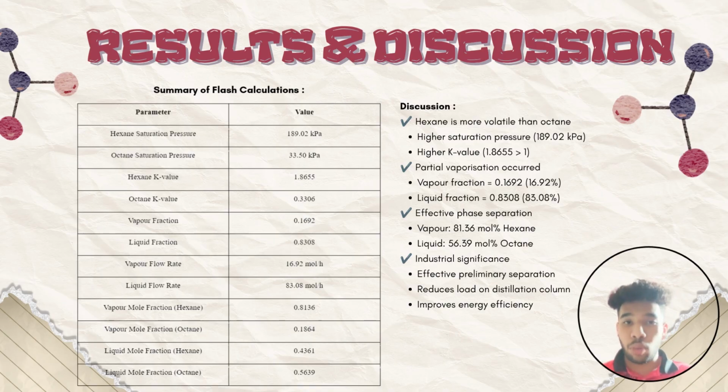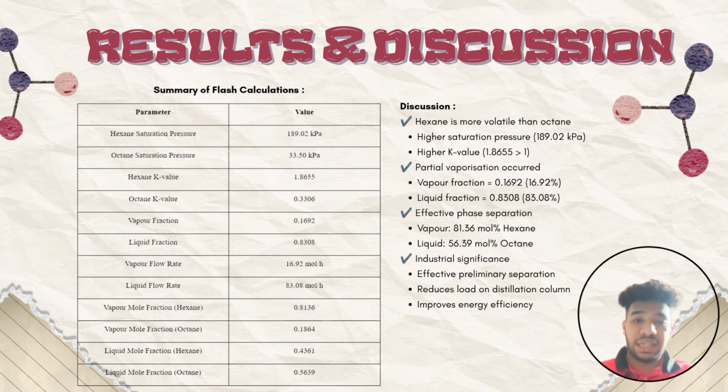Furthermore, the equilibrium composition confirms the effectiveness of the separation process. The vapor stream contains 81.36 mole percent hexane, whereas the liquid stream contains 56.39 mole percent octane. This clearly shows that the flash separator enriches the more volatile component in the vapor phase while retaining the less volatile component in the liquid phase. These findings are consistent with the expected behavior of the hexane-octane system under the selected operation.